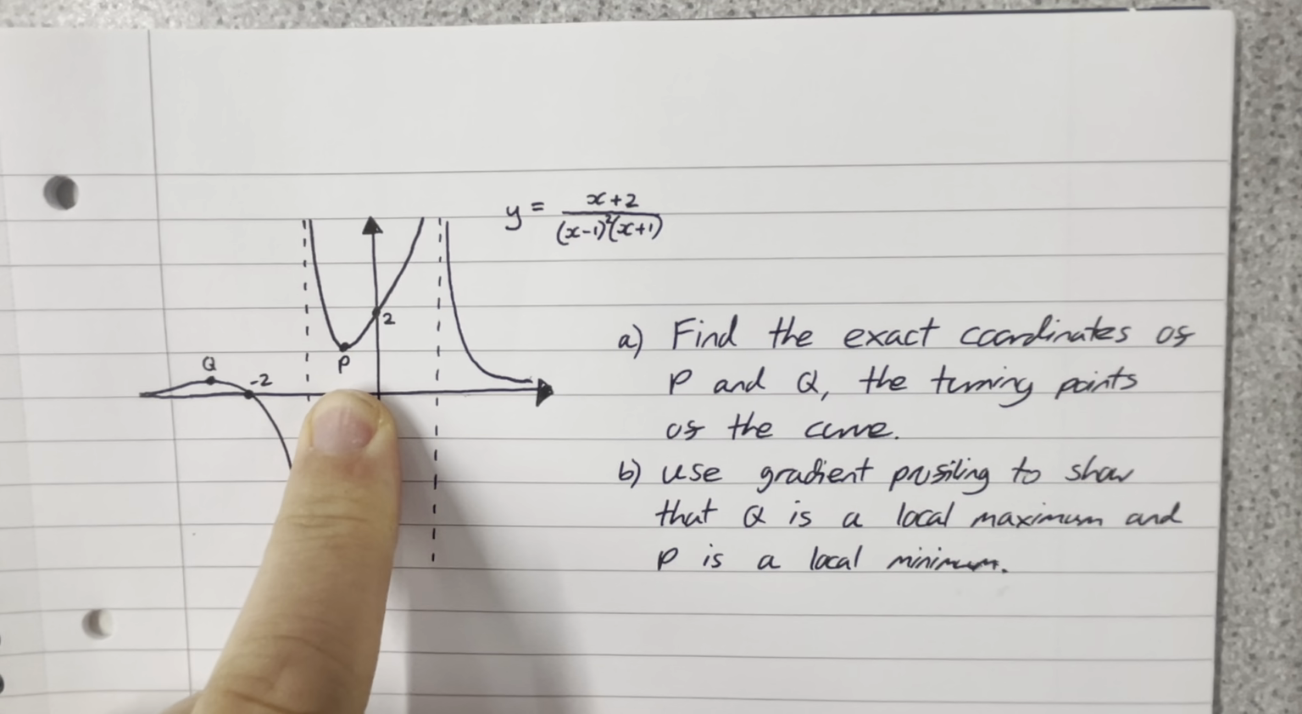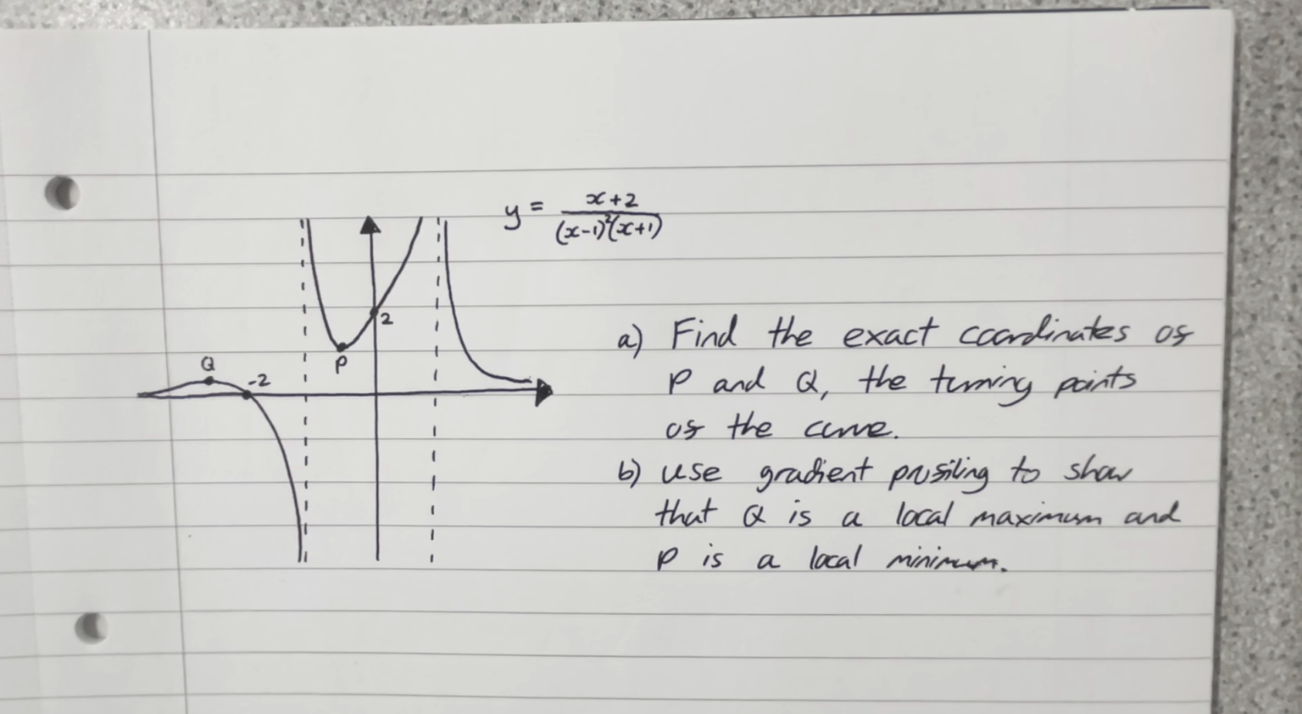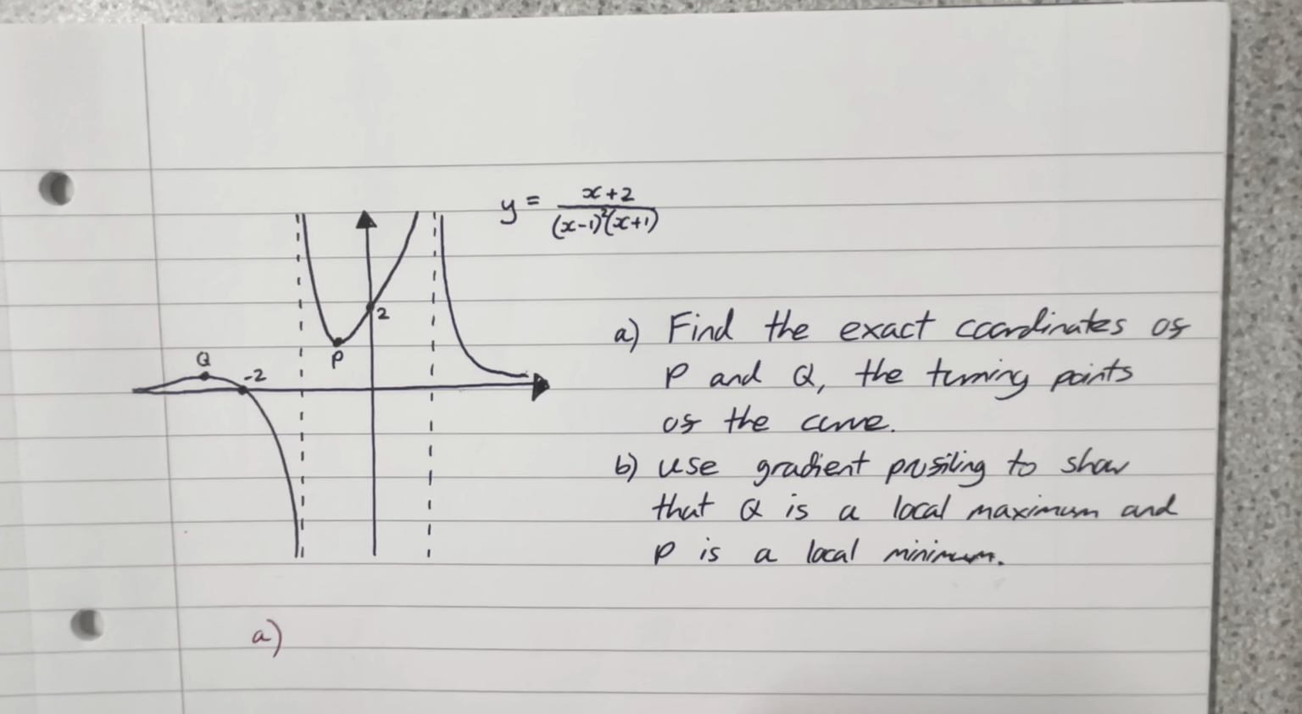So we've got turning point P and turning point Q. And then part B of the question says to use gradient profiling to show that Q is a local maximum and P is a local minimum. Okay, so let's start with part A. Find the exact coordinates of P and Q, the turning points.